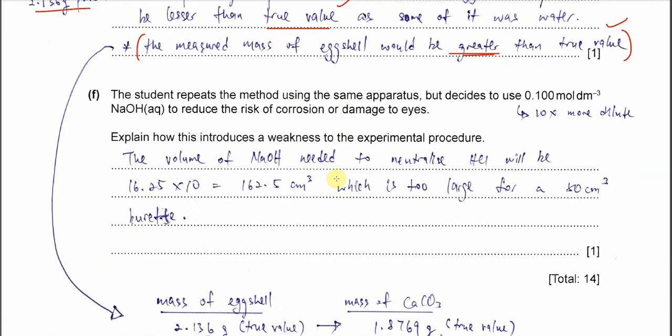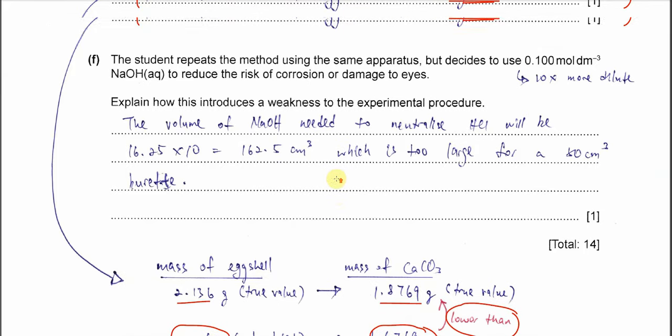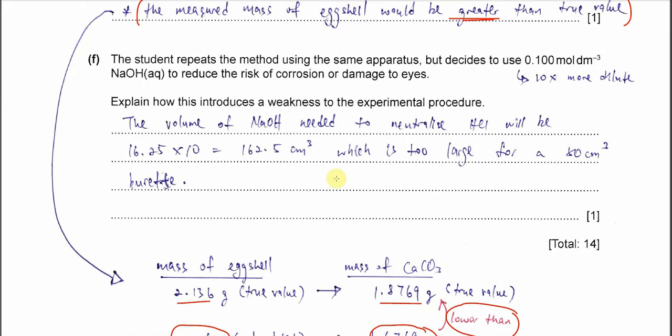Now, the last one. The student repeats the method using the same apparatus, but decides to use 0.1 mole per dm cube NaOH. In the previous titration, it used 1 mole per dm cube. Now it uses a solution 10 times more dilute. So when it is 10 times more dilute, the volume needed is going to be 10 times larger. Therefore, what you need to use is not 16.25, it needs to be 10 times larger. So it needs 162.05 cm cube.